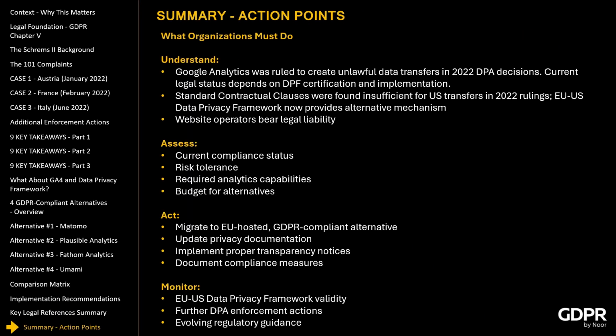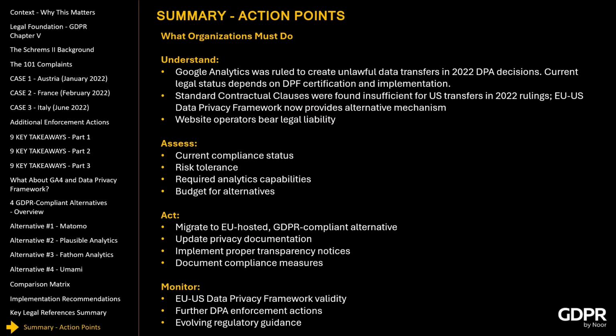Final action points. Know the fact that Google Analytics 4 involves US transfer. DPF ruled them unlawful. The DPF is active but unstable and under appeal. Assess your setup. Identify where your analytics data goes, whether you rely on DPF, and whether you have European users. Decide your risk level. Rely on DPF or avoid US transfer entirely with European hosted tools.